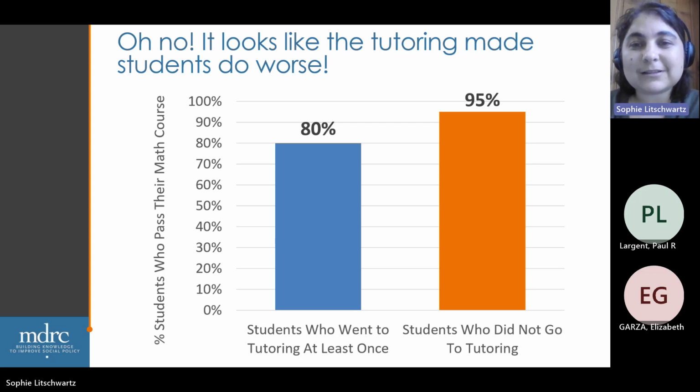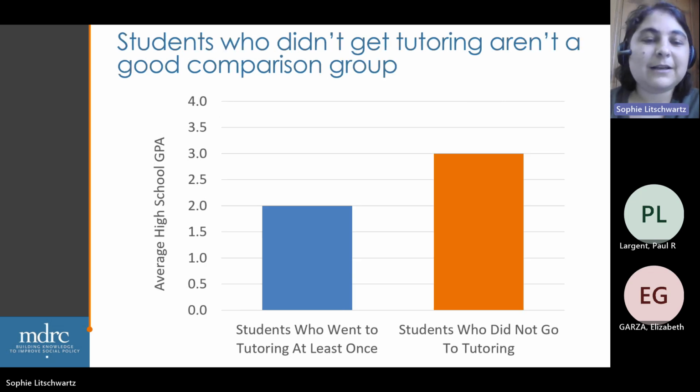And so it looks like just from this that the tutoring made it worse, that the students who aren't going to tutoring are doing better than the students who went to tutoring. And that would be bad, except fundamentally the issue is that students who didn't get tutoring aren't really a good comparison group for the students who did.